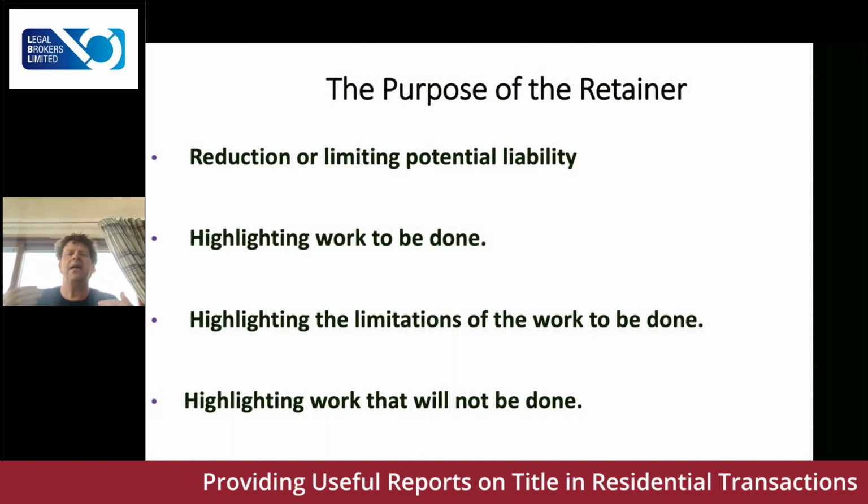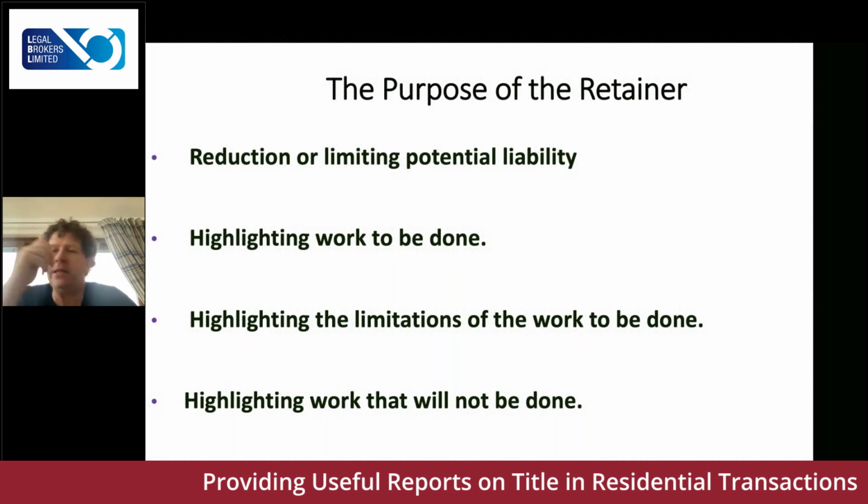So those sorts of things are highlighting the work that's going to be done that ultimately is going to be incorporated into our report on title. We need to highlight the limitations relating to the work that's going to be done. Let's just drill down for a moment. In our engagement letter, in our report on title, in our scoping the retainer, we need to tell clients that we will not be inspecting target property, that we are reliant on the client, surveyor or valuer to report to us issues relevant to the property revealed by inspection.